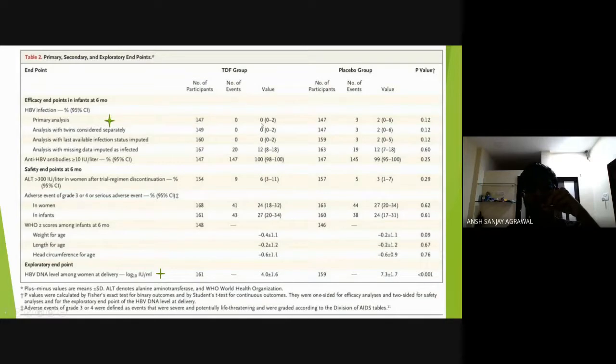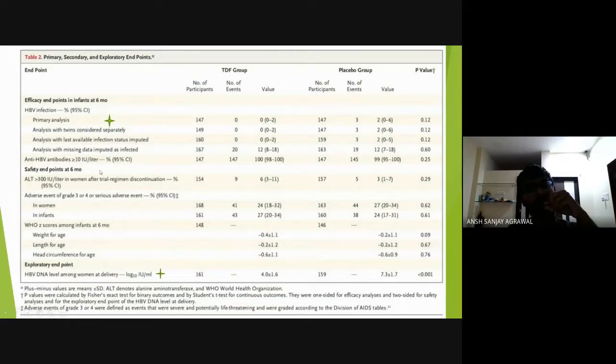The value which you're looking at here is nothing but 0, which is the percentage, and the terms in the bracket are the confidence interval. So 0 to 2 means that if I repeated this experiment quite a number of times, I would be 95% sure that I'll get values ranging from 0 to 2 only. As compared to this, in the placebo group there are 147 participants, but the number of events is 3, which is a value of 2%. What I want to draw your attention to is the p-value. Even though numerically there is a difference, the p-value is 0.12, which is greater than 0.05. Hence, we can say that there is no significant statistical difference. That means that our primary endpoint has not been proven, and the null hypothesis has been retained, that there is no difference between the TDF group and the placebo group.